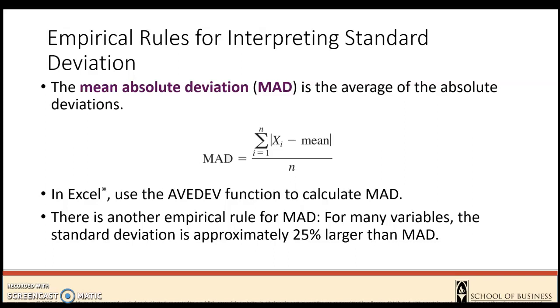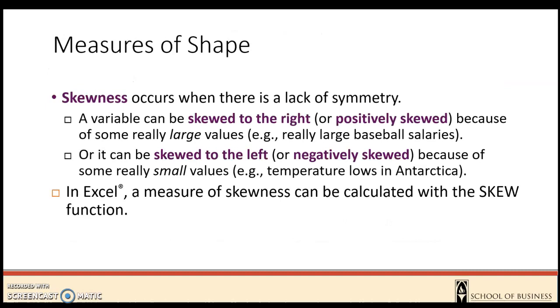And so this gives us another empirical rule. For many variables, the standard deviation is approximately 25% larger than their mean absolute deviation. Once again, empirical. This is not an absolute measure. It's just a rule of thumb. You can look at it kind of thing. So one last thing that we want to talk about before we look at the example is measure of shape.